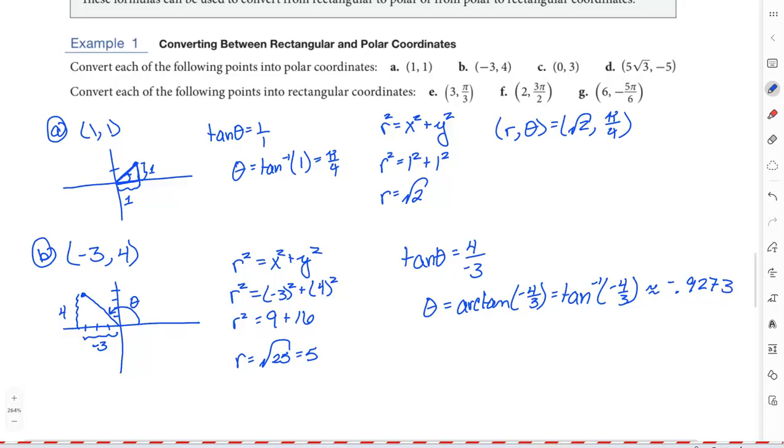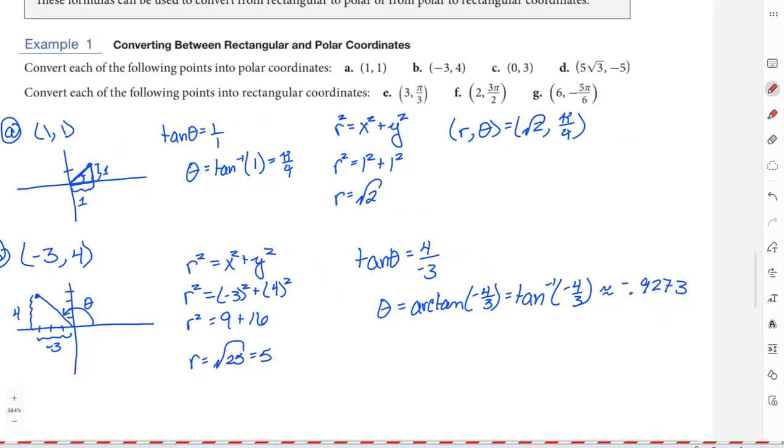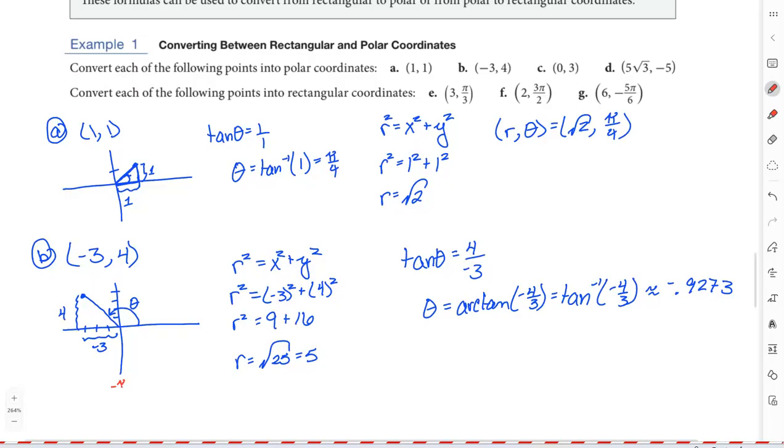-0.9273. But remember, arctan's giving us something in quadrants 1 or 4 because it's defined between -pi/2 and pi/2. So we ended up with this value down here from the positive x-axis. That's what that -0.9273 represents, but we don't want that.